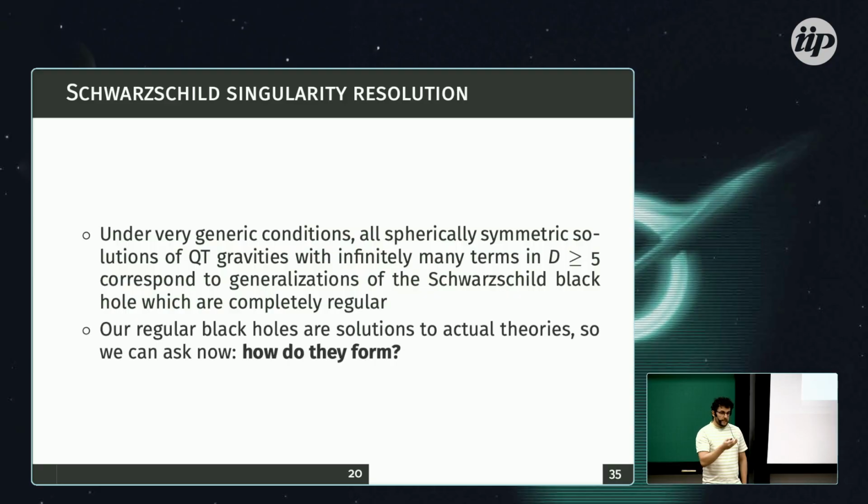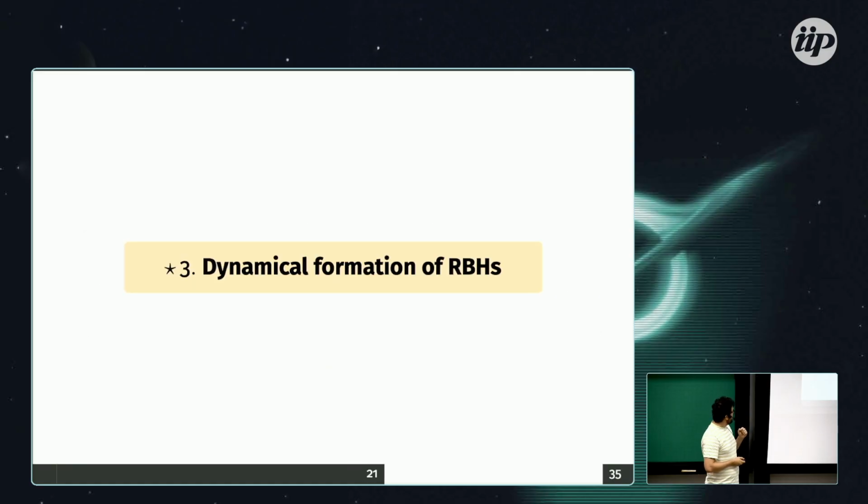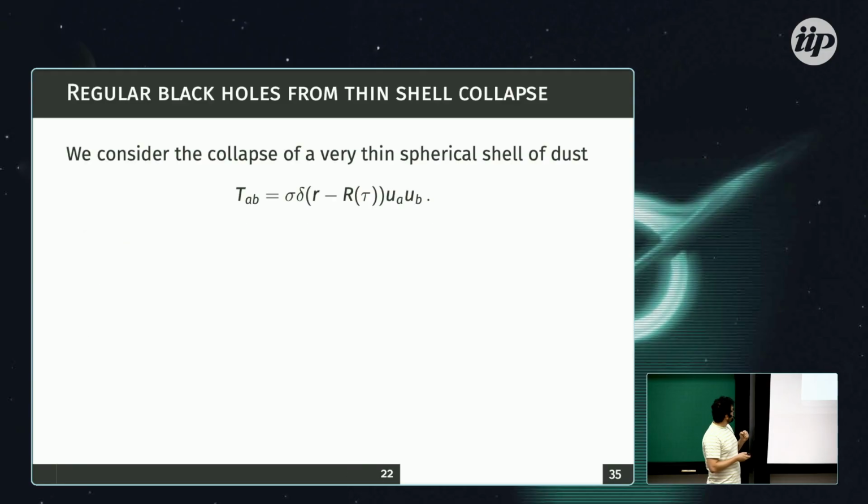I said before that these satisfy a Birkhoff theorem, so we can actually ask what the dynamics is. So in the spherically symmetric sector, we have something that collapses. What is going to happen? Does it form a regular black hole, or what's going on? So that's what I'm going to address now. Okay, so that's the third part of the talk.